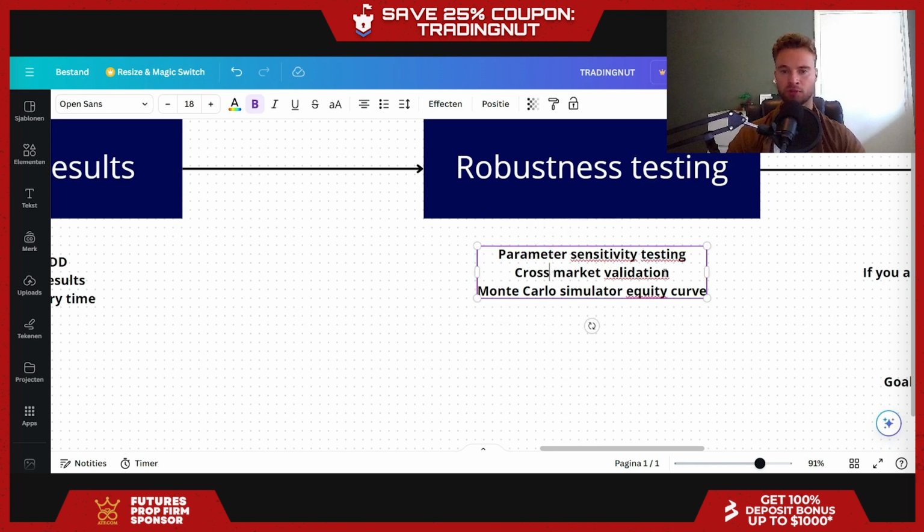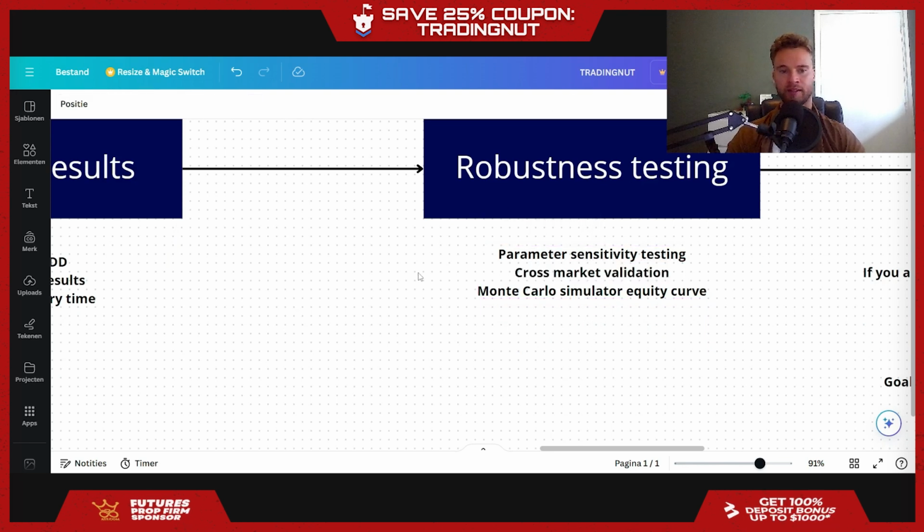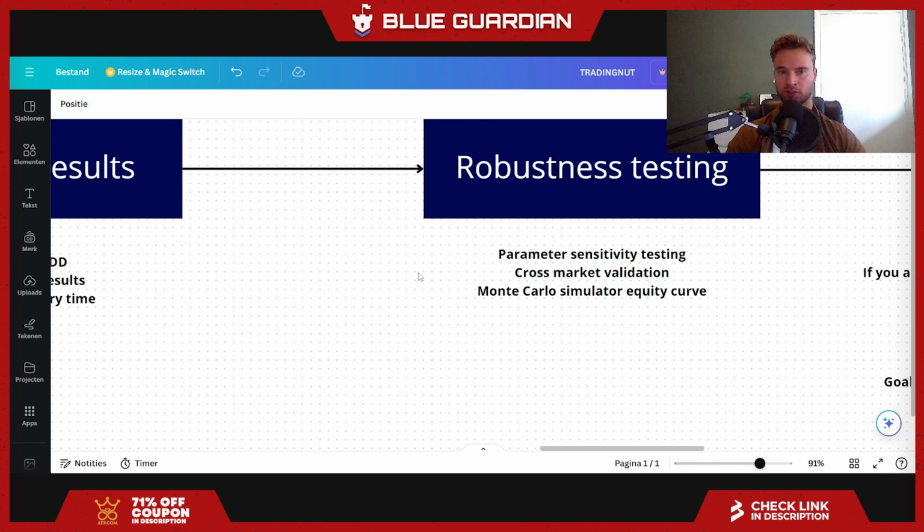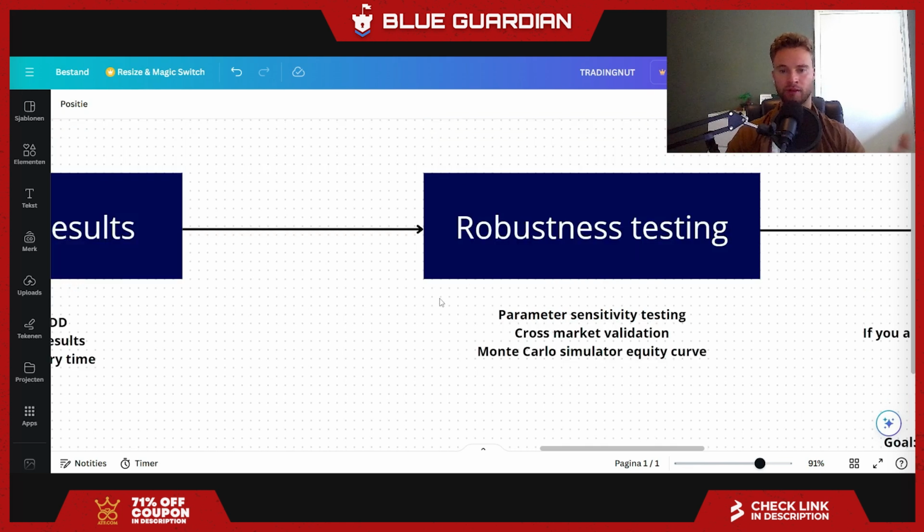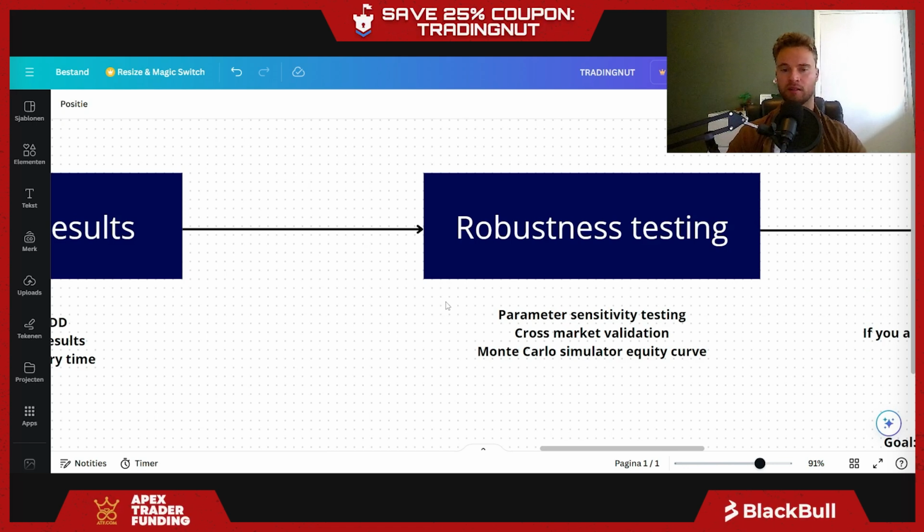Next thing you can do is cross-market validation. Let's say you develop a strategy for the euro dollar and it doesn't work in the USD Swiss, which are quite correlated. I would personally not be able to have confidence in it. So again, by pure chance, you might find something that works in one market, but then if you test it on a very similar market, it doesn't work. That's not a good sign.